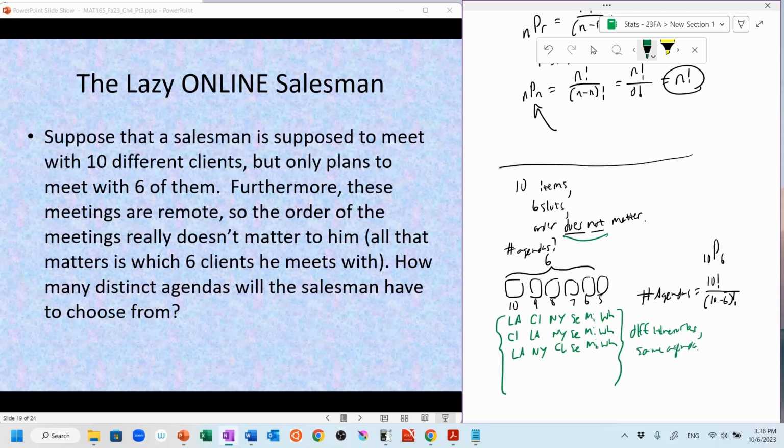In other words, when I counted up here, 10 factorial over 10 minus 6 factorial, I've overcounted. By how much have I overcounted? I would like to find out how much I've overcounted by and then correct for that. Well, I've overcounted by a factor of the number of different itineraries that I want to wrap under the same agenda. If I look at an itinerary, in this case, I have 6 cities put into 6 slots. How many rearrangements, how many permutations of 6 cities into 6 slots are there that I want to count as the same agenda?